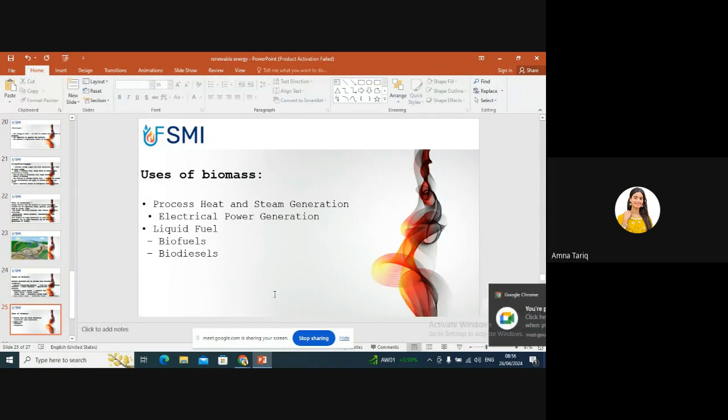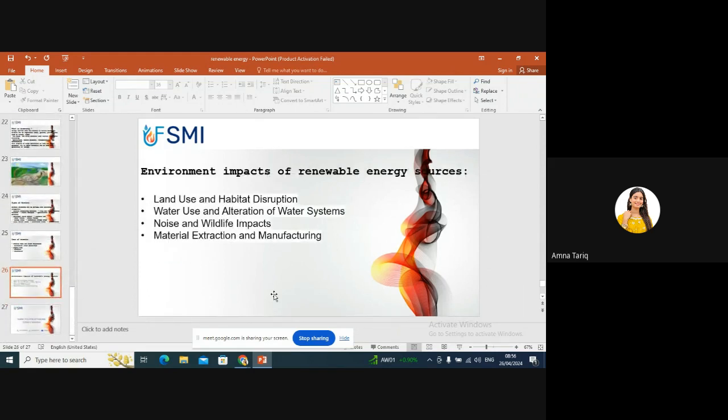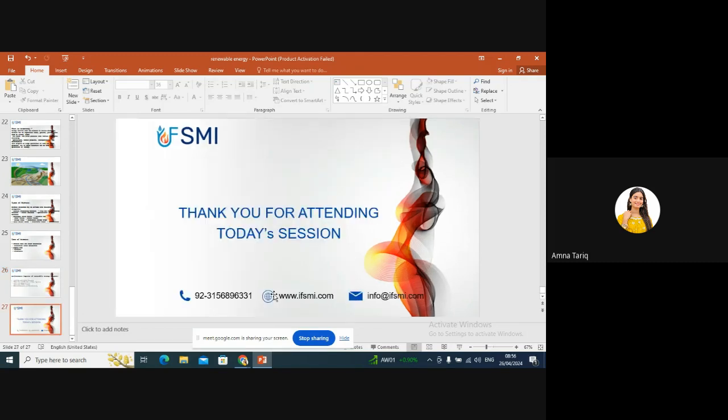Next is uses of biomass. Process heat and steam generation, electrical power generation, liquid fuel, biofuel, and biodiesel are the uses of biomass. Environmental impacts of renewable energy sources include land use and habitat disruptions, water use, alteration of water systems, noise and visual impacts, and material extraction and manufacturing.